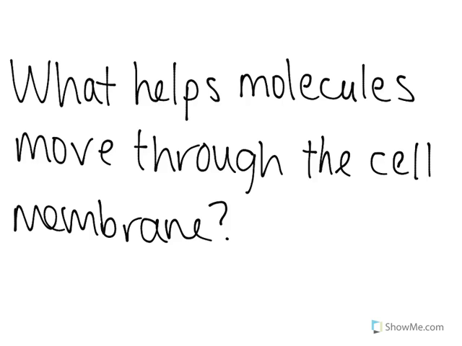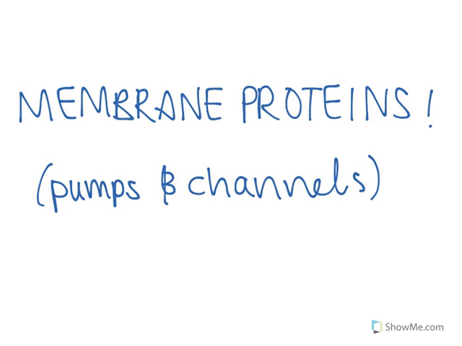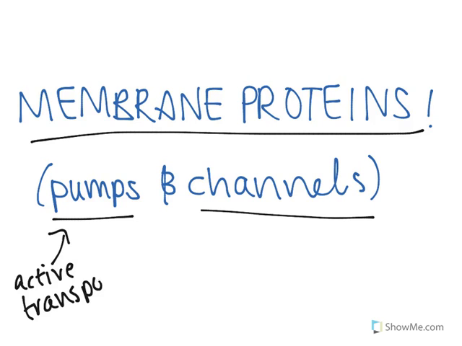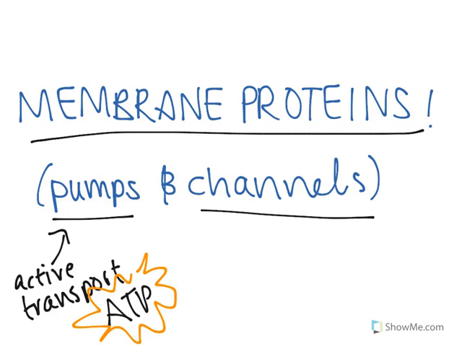Now for the second question, what helps molecules move through the cell membrane? In this case, our answer is membrane proteins. And those essentially consist of pumps and channels. Pumps are used for active transport. So in order to enter the cell or exit the cell using a pump, active transport means that ATP or energy has to be used in order to get those molecules through there. So active transport requires ATP.